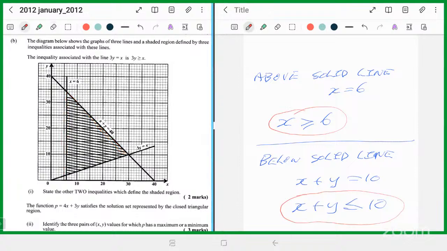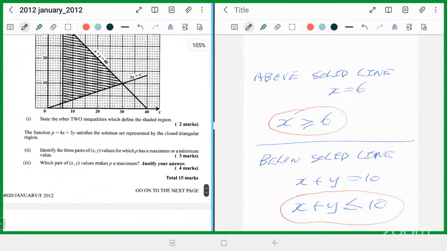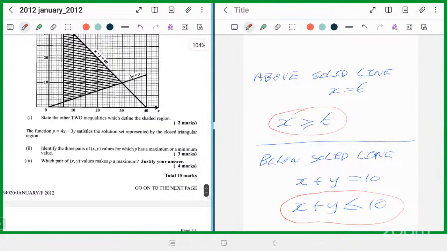All right, what does it want us to do? It says the function p is 4x plus 3y, might be profit. It says it satisfies the solution set by the closed region, closed triangular region. In other words, this function works in the shaded region and also along the line, right? It says identify the three pairs of x and y for which p is maximum and or minimum.